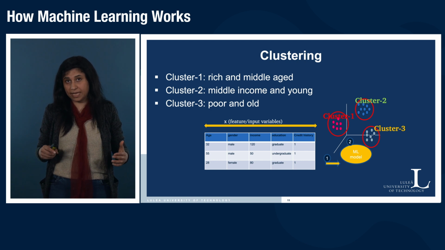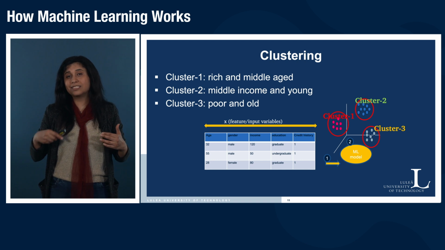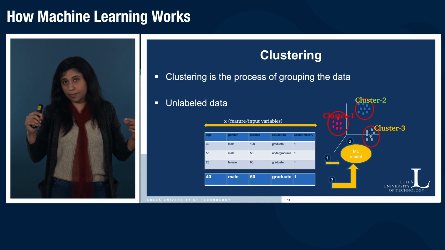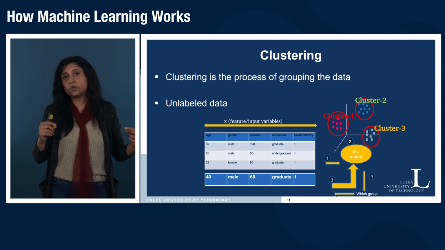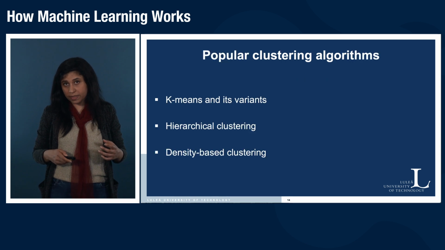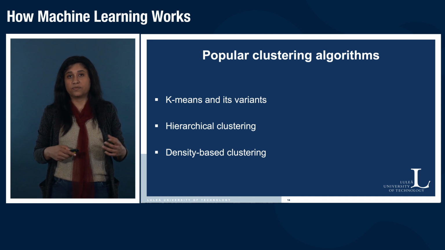Also, we have the same process. We feed the data to the model and train that clustering model, and then we will have a new data point, a new data entry, and we want to put this point into one of these 3 clusters. Here are some popular algorithms for clustering, for example, k-means and its variants, hierarchical clustering and density-based clustering.